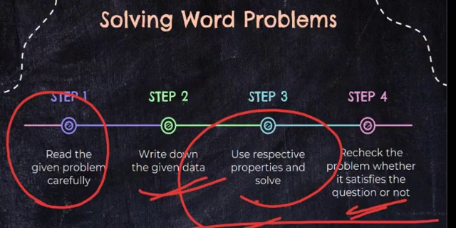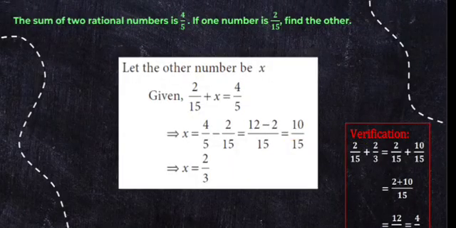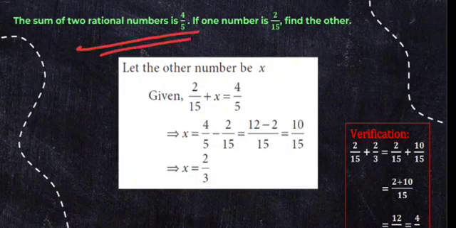First, reading the problem carefully. Next, writing down the given data. Third, using certain properties and solving the problem. Fourth, verification. Okay, so let's get to the question first. The first question is, the sum of two rational numbers is 4 by 5. Okay, so you have two rational numbers and the sum of those two rational numbers is 4 by 5.